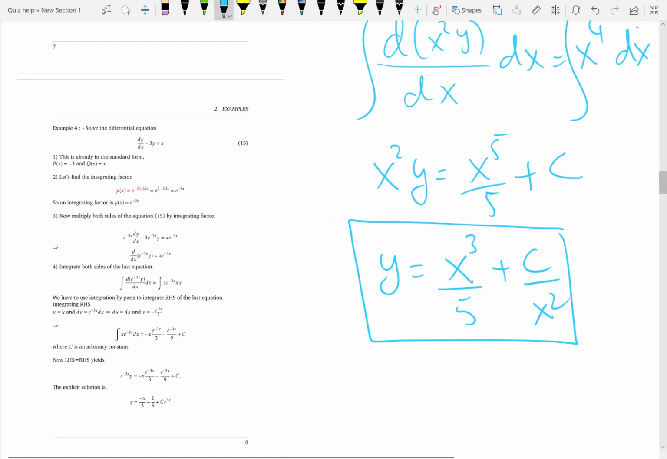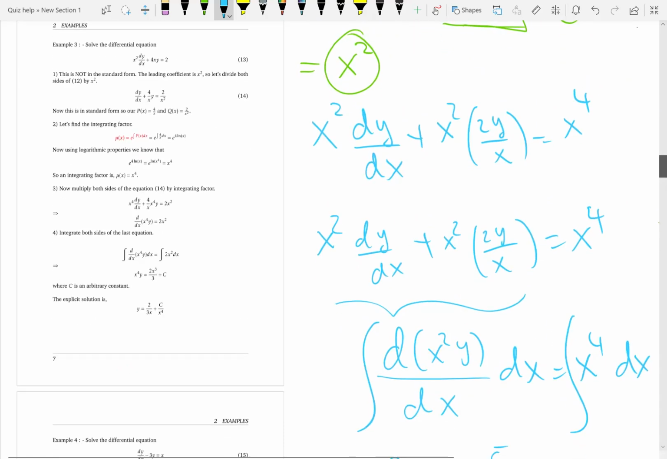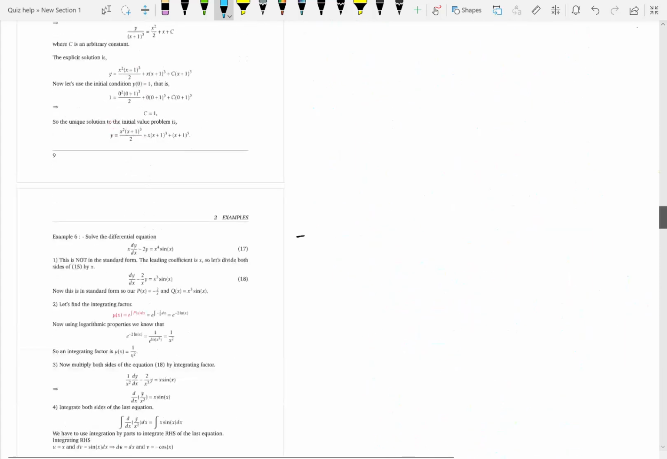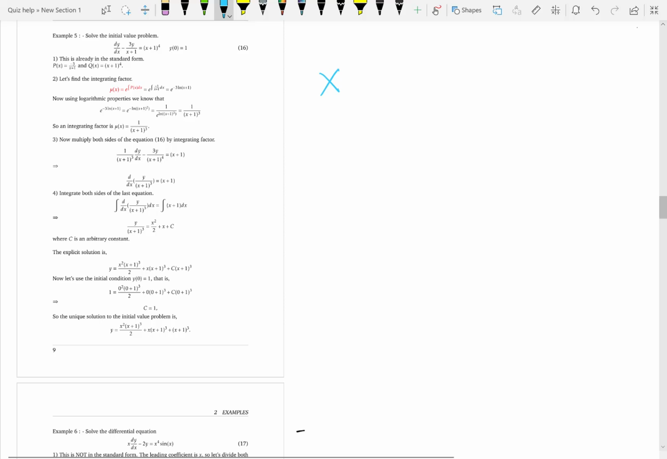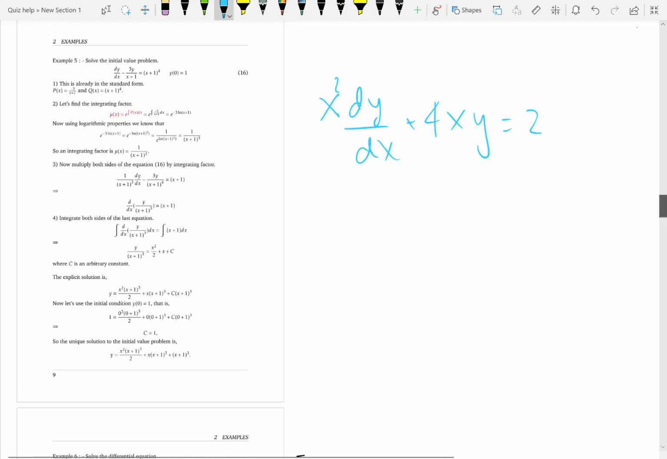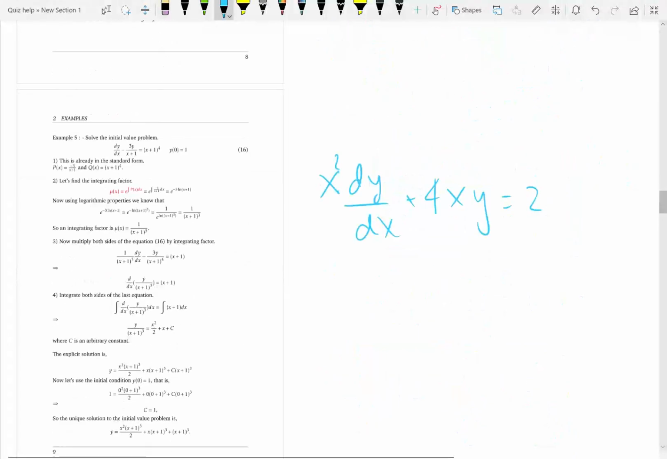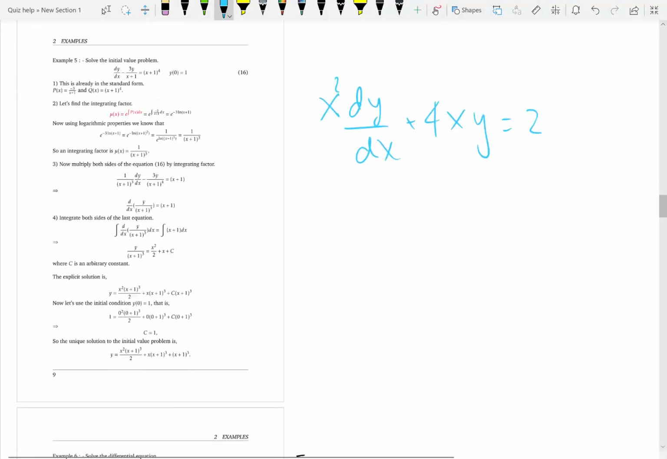Okay, so let me do example 3 also. Now all the examples that I do here are easy examples. Example 3 is x squared dy over dx plus 4xy is equal to 2, I believe. Let's verify it again. Yes. Now again, what is the first step? Make sure your differential equation is in standard form. So here it's not in standard form.